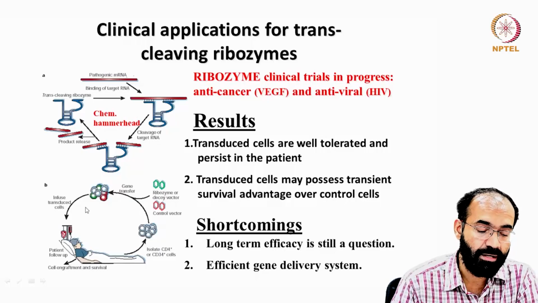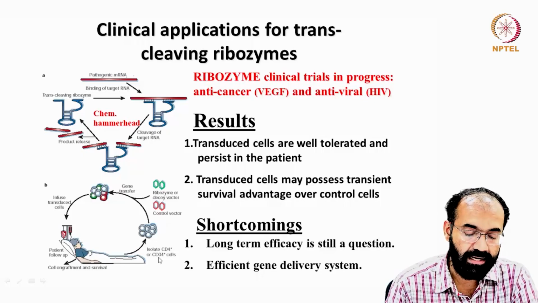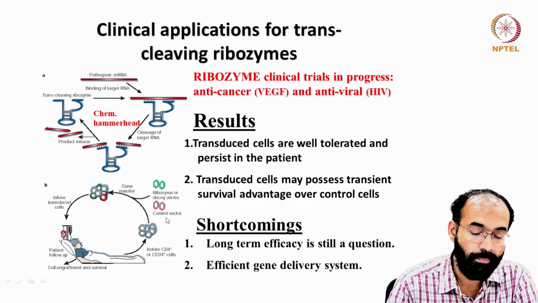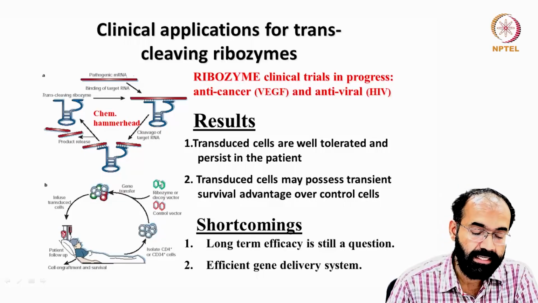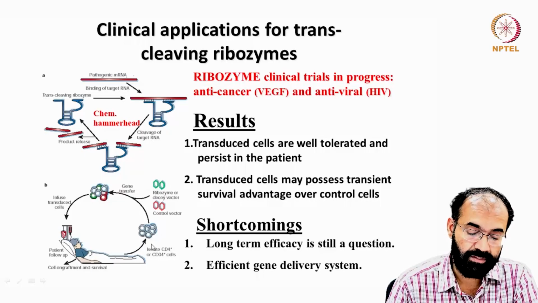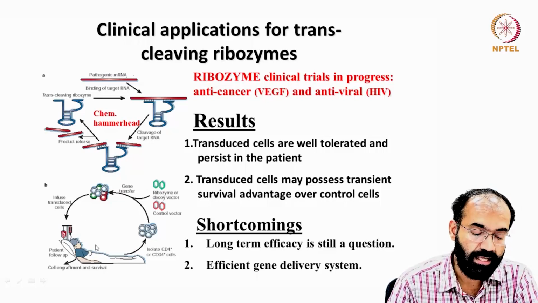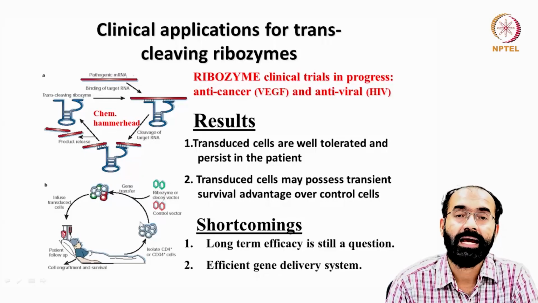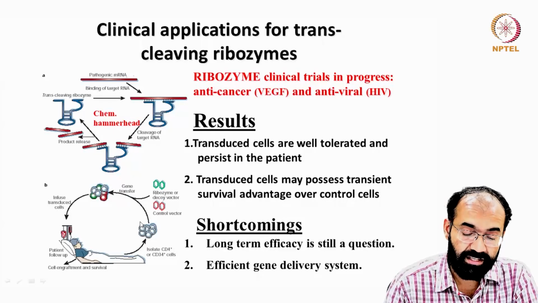Then another example, how do you deliver it? You have a patient and you collect the cells from the patient, that is CD4 or CD34 cells, from the bloodstream, and you introduce this ribozyme in a vector into these cells and deliver them back into the same patient, so that in the bloodstream the person has got this ribozyme and it can cause a protective effect against VEGF or against HIV.